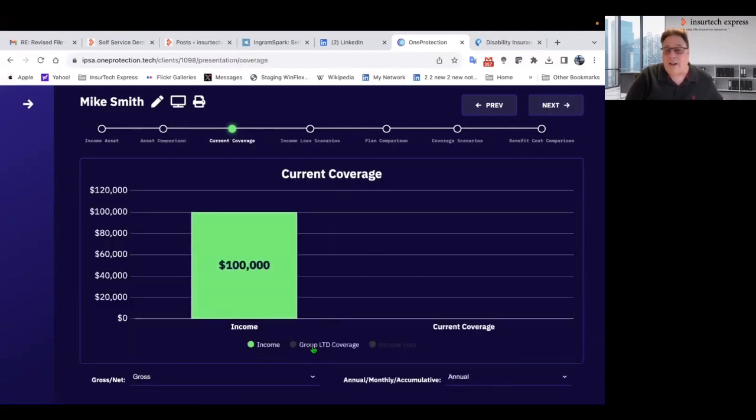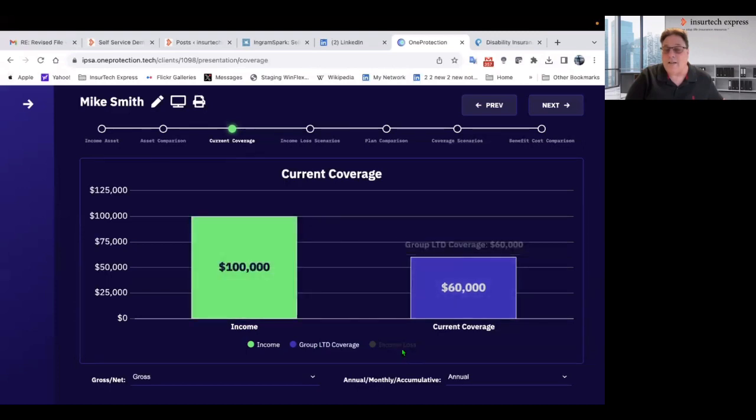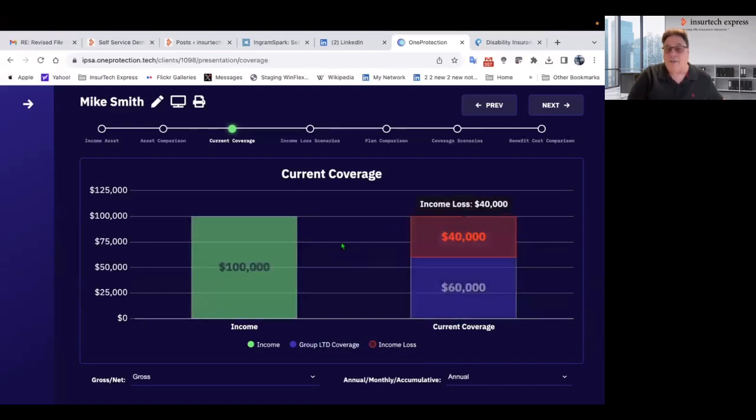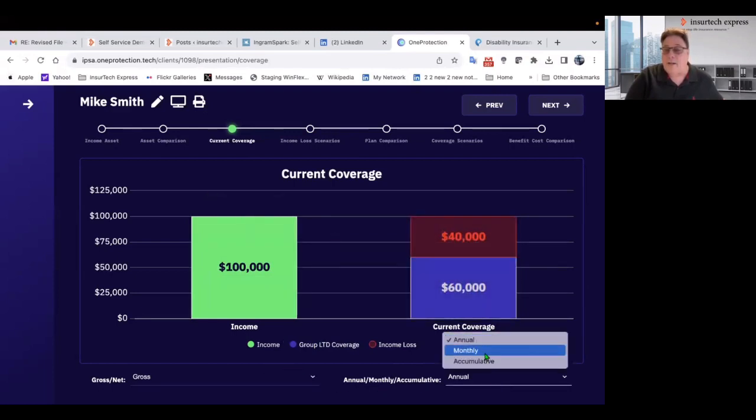Now let's look at our coverage. If I click on my group coverage here, 60% of my income is covered at work. That's $60,000. But what's not covered is $40,000. That's what's lost. That's what we want to cover. That's our point here. And we can look at what that means monthly.